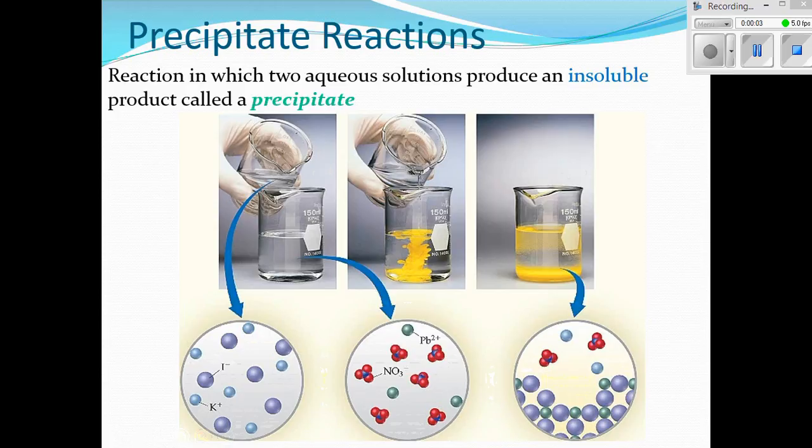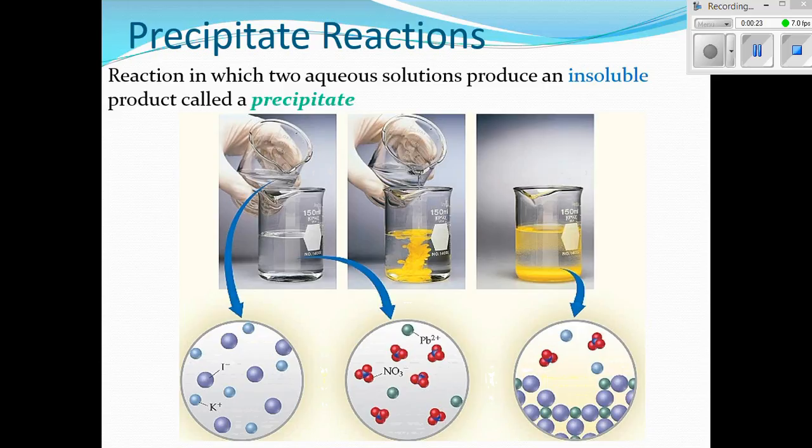Okay, so this is going to be about precipitate reactions. Precipitate not in the sense of rain or snow, but in chemistry. A precipitate is an insoluble product. So remember, soluble means able to be dissolved in water. So insoluble means it does not dissolve.